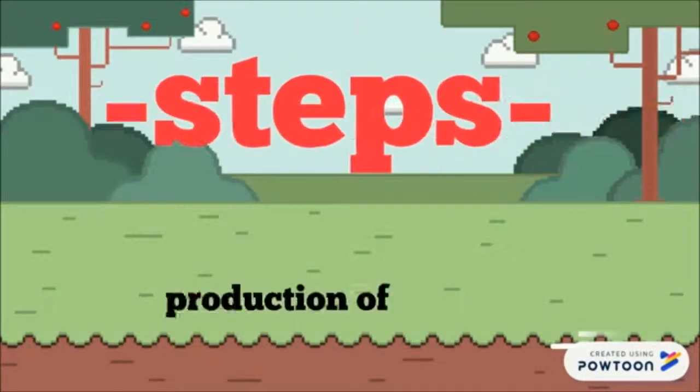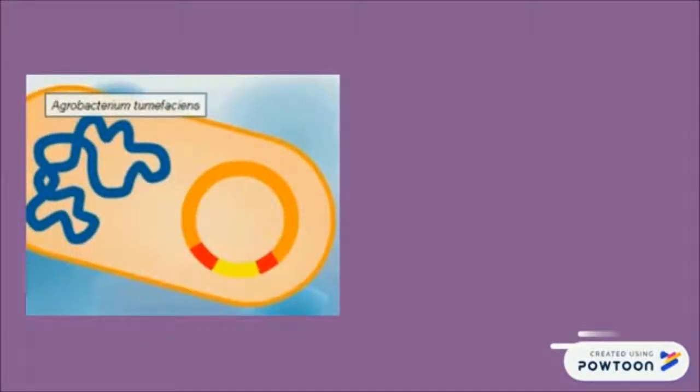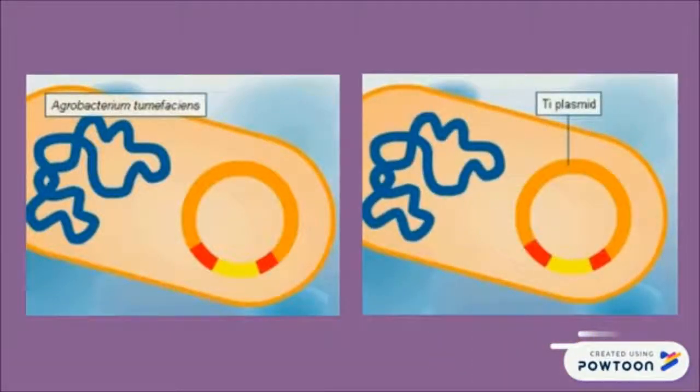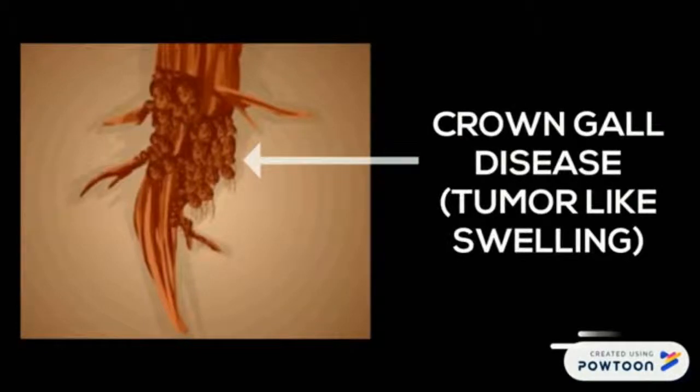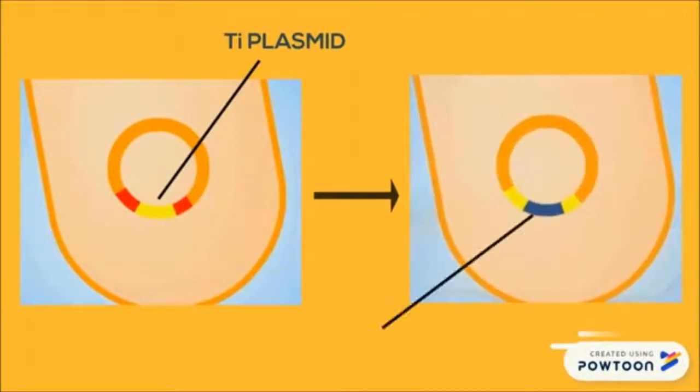Next are the steps in the production of transgenic plants. The process of plant modification usually uses a bacterium named Agrobacterium tumefaciens. This bacterium is characterized by the presence of a Ti plasmid in its cell. This plasmid contains genes that are responsible for the development of crown gall disease, which appears as a tumor-like swelling on plant roots. In laboratory conditions, it is possible to replace this gene with another gene that contains desired properties.